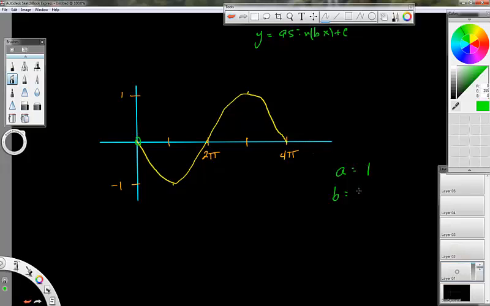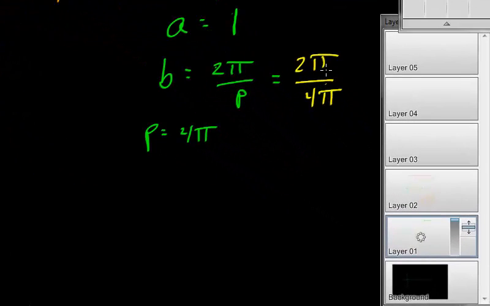So we don't know what it is, but we do know that b is 2 pi divided by whatever the period is. So the period is how long it takes to make one full cycle, and that is clearly 4 pi. It takes 4 pi radians to make one wavelength. So if we plug in 4 pi for this, 2 pi over 4 pi, and that's going to cancel, leaving me with 1/2.